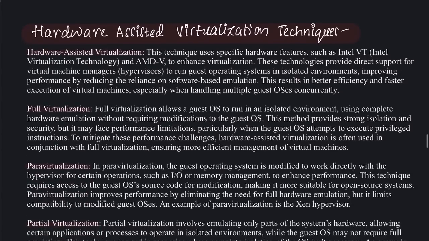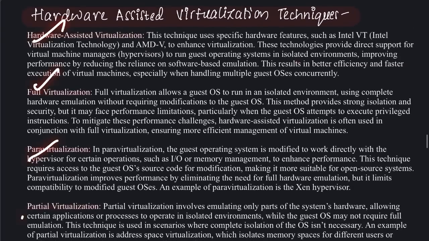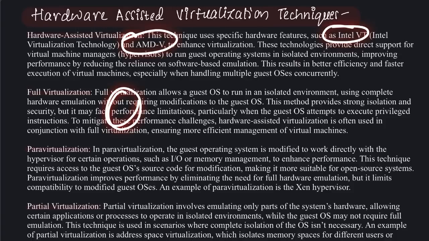Moving on further, we have hardware assisted virtualization techniques. Under hardware assisted virtualization techniques, we have these many categories. We have 1, 2, 3, and 4. The first one is hardware assisted virtualization. This is a technique which uses specific hardware features like Intel VT or AMD-V. We have seen these previously, right? We'll convert from the unprivileged instructions to the privileged instructions.